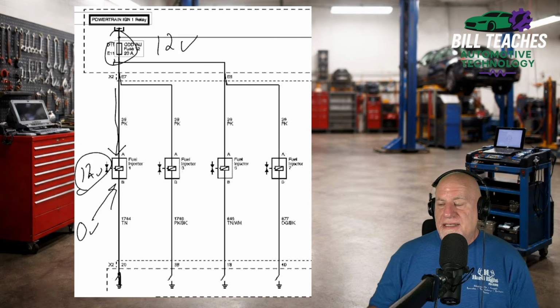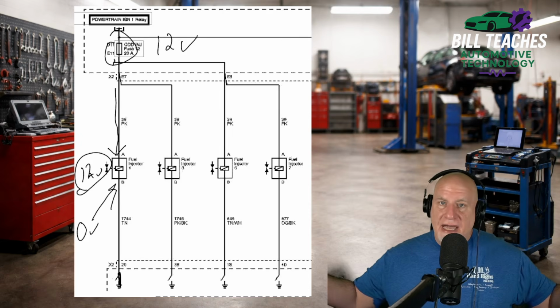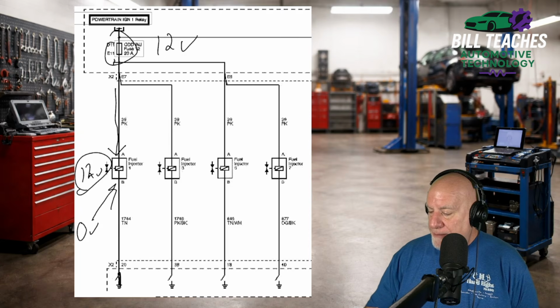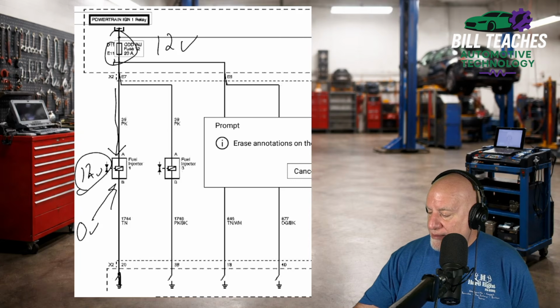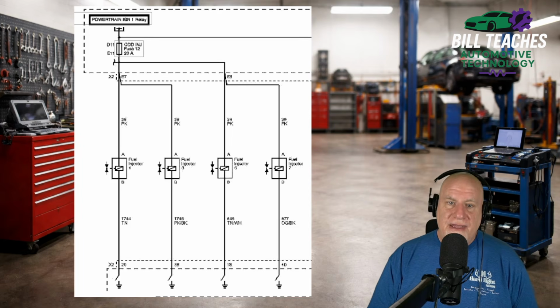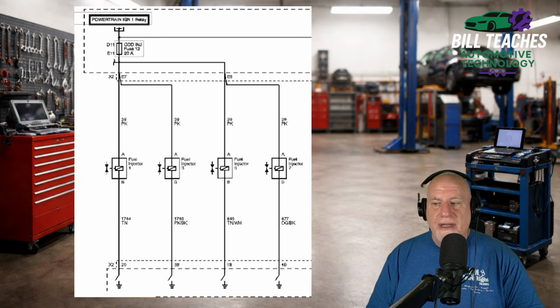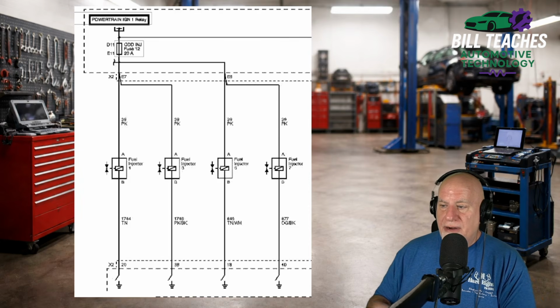Okay, and that's a normal operating circuit. That's how it should work in normal operating conditions. That's what we'll get. All right, so let's talk about some different failures here. And one of the failures that I was asked about was when a component is shorted to ground.